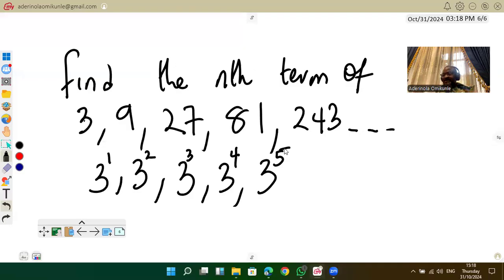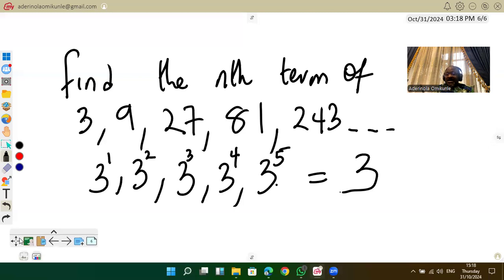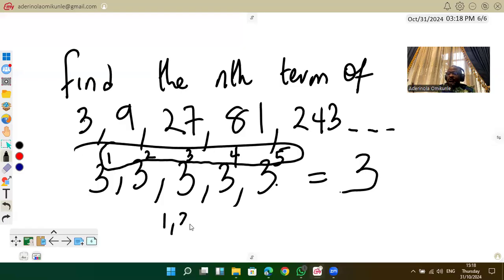So how do you find the nth term? The first thing you do is write the common number, which is 3. Then you go ahead and get the nth term of the powers. The powers are 1, 2, 3, 4, 5. Just so you know, the powers in an exponential sequence will always form a linear sequence. I'll say that again: the powers in an exponential sequence will always form a linear sequence, and I'm sure you remember how to get the nth term of a linear sequence.